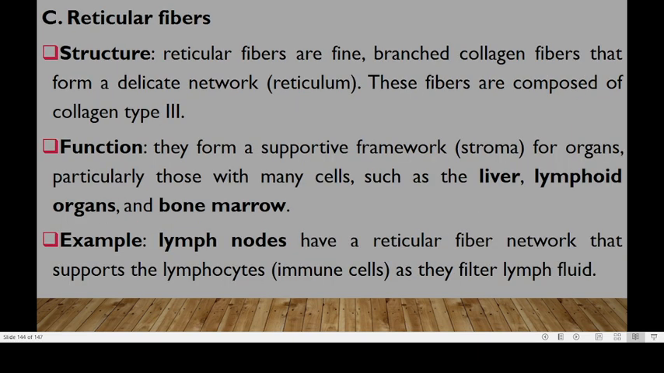Reticular fibers are fine, branching collagen fibers that form a delicate network. These fibers are composed of type 3 collagen and they normally form a supportive framework for organs, particularly those with many cells such as the liver, lymphoid organs, and bone marrow. Examples of these, we have lymph nodes, which have a reticular fiber network that supports lymphocytes as they filter lymph fluid.